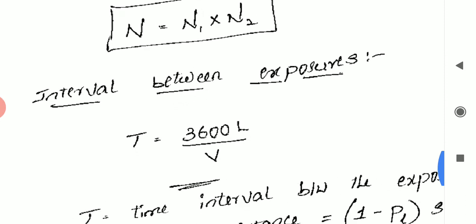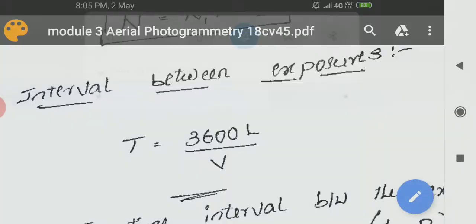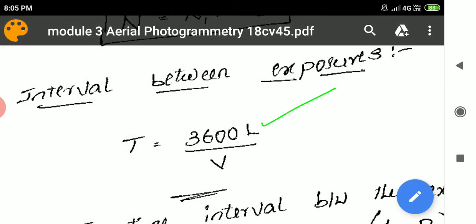The interval between exposures is T equal to 3600 L divided by V, where T is the time interval between the exposures. L is the ground distance, that is nothing but (1 minus PL) into SL. L is in kilometer, T is in time, and V is the ground speed of the airplane. V is the ground speed.